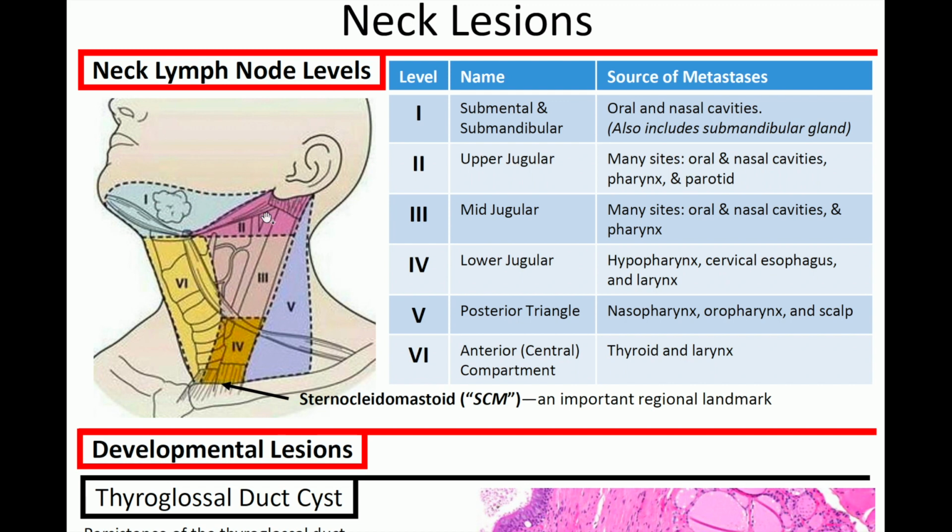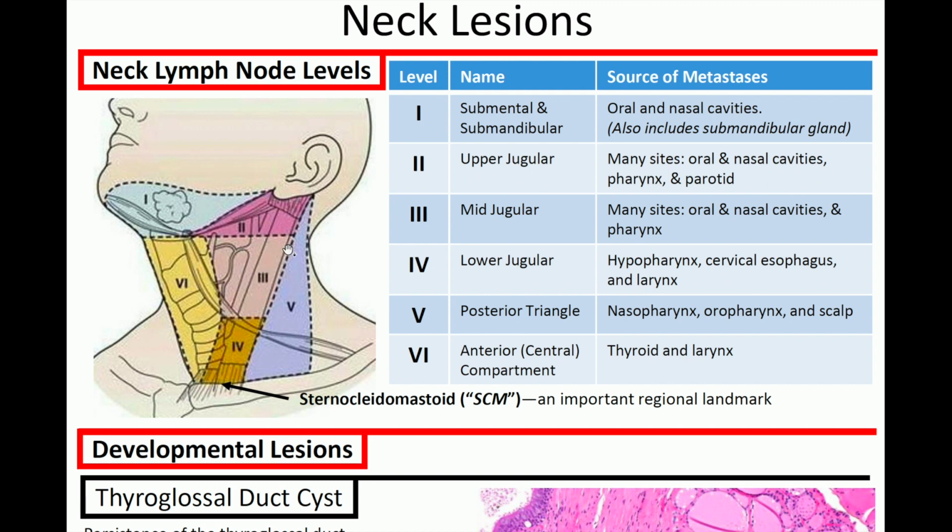Moving on to level 2, that's going to be the upper jugular. Level 3 is the mid jugular, and then level 4 is the lower jugular. So you can see we're working our way along the jugular vein, and that makes sense, right? 2 upper, 3 mid, 4 lower jugular. And the source of metastases to this region, as you would imagine, is variable. So many sites can metastasize, and it can't really be pinned down to a single source of metastasis.